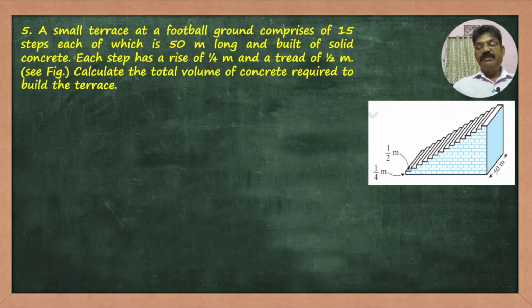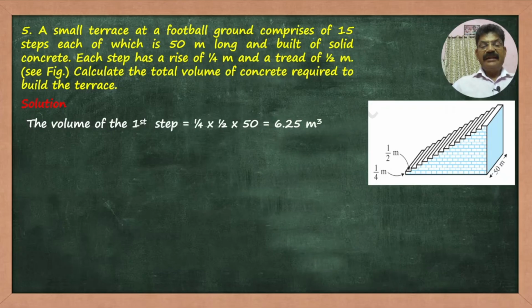For the first step, what is the volume? That will give you the amount of concrete. For the second step, what is the volume? So, you have to calculate in such a way. Okay, let us calculate the first step's volume. The volume of first step is 1/4 into half into 50 because it is height, it is breadth, it is length. So it is 6.25 meter cube.